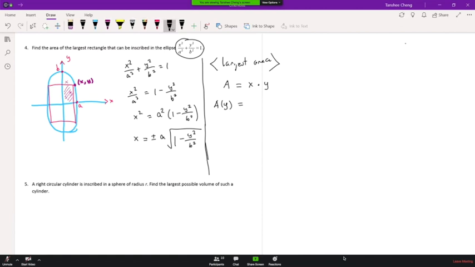Right? So now what I can do is substitute x with a times the square root of 1 minus y squared over b squared, times y. So that's what I got.